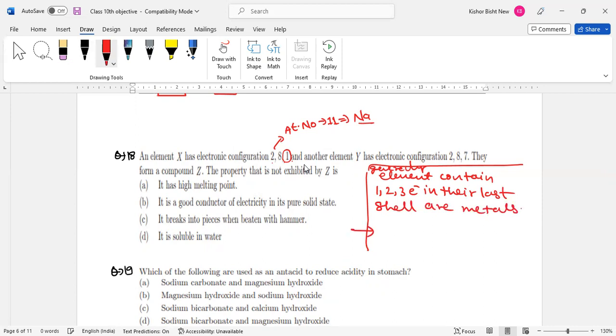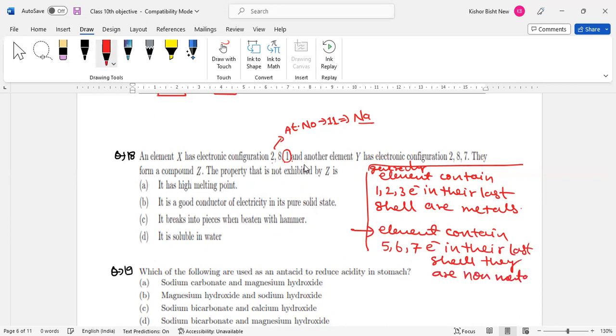Second point: elements that contain 5, 6, 7 electrons in their last shell are non-metals. Please remember. So now I can say that 2, 8, 1 is sodium, a metal. And electronic configuration 2, 8, 7 is chlorine, because the atomic number is 17 and it contains 7 electrons in the last shell, so this is a non-metal.